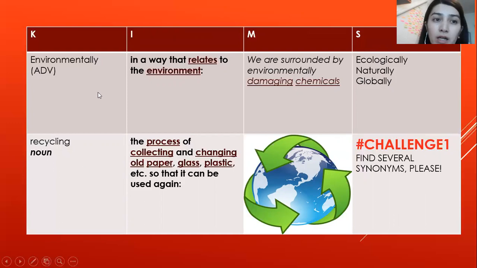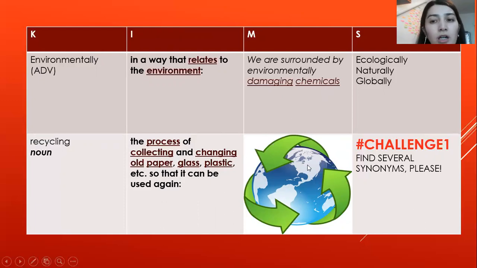Okay, next word, related to the environment. How can we save our environment? By recycling, right? Recycling is the process of collecting and changing old paper, glass, plastic, etc., so that it can be used again. So, to renew it, right? And here's the picture. Globally, we should recycle plastics, glass, and paper in order to not damage our environment.